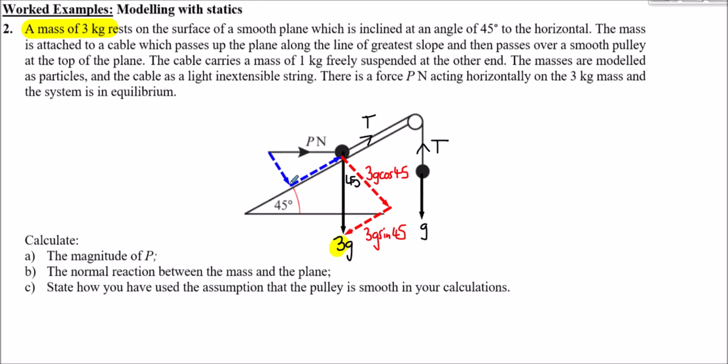Likewise here, if this is 45 degrees, we can use GCSE Z angles to realise that this must be 45 as well. If you're thinking, what's he talking about a Z angle for? Where's this Z? Well, if this is 45 and P is acting horizontally, then that's the Z I'm talking about. That's 45, so this is 45 as well.